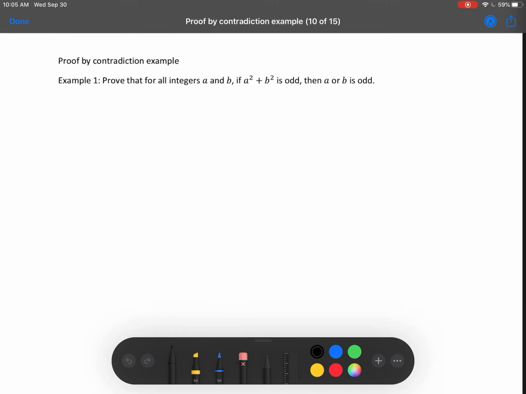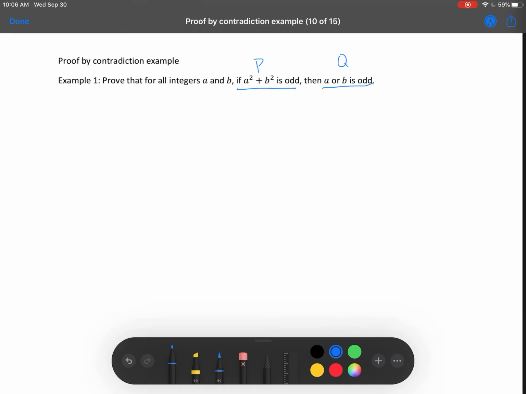Here we're going to prove by contradiction this example that for all integers a and b, if a squared plus b squared is odd, then a is odd or b is odd. All right, so let's start by just reviewing our hypothesis and our conclusion because we do have an if-then statement that we're trying to prove. So this part right here is our P, or our hypothesis. And then the second part, a or b is odd, is our conclusion, Q.